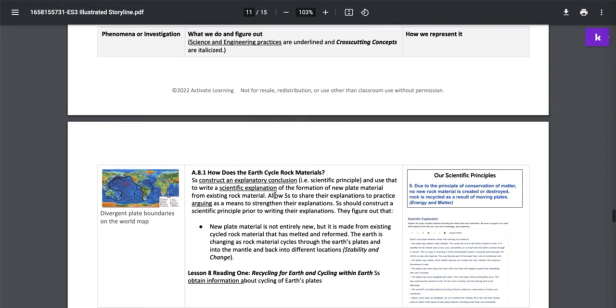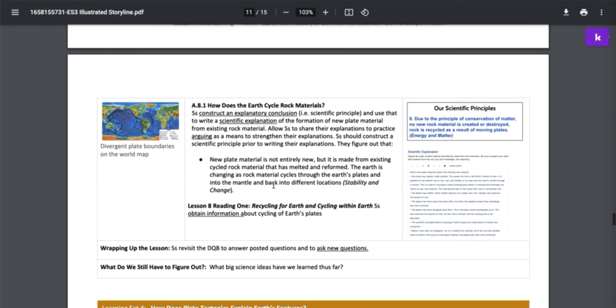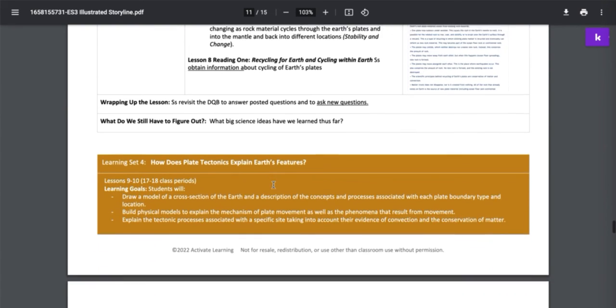Lesson 8, how do you get new material? This is really talking about spreading zones and the rock cycle. So you have areas where the plates are pulling apart. That's where new rock is coming in. Then you have areas where the rock is going down deep into the earth, and that's a subduction zone. So there's this cycling of rock that happens as well. That's kind of what we talk about in 8.